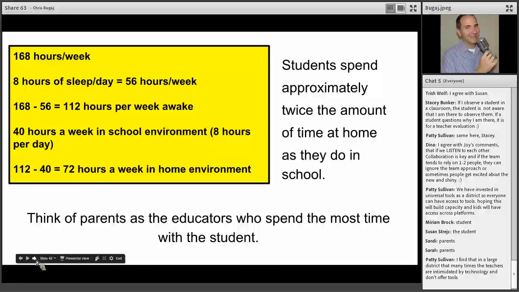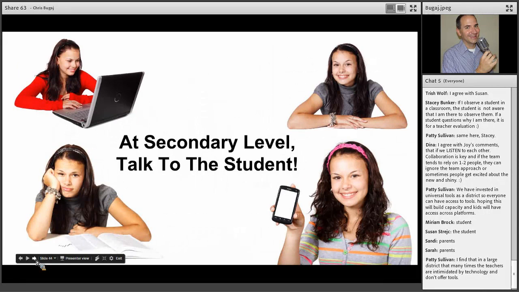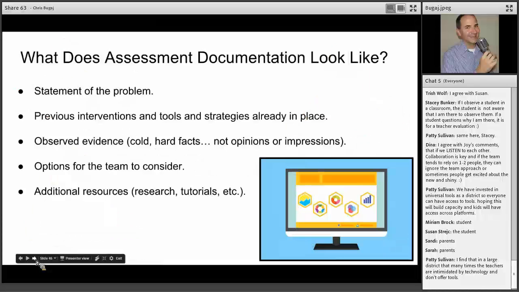The parents spend the most time with the student. They spend more time with the student than the educators do. So talk to the parents, find out what their concerns are, find out how things work at home to help address the problem. So, yep, we said student and parents. Excellent. You guys got this.